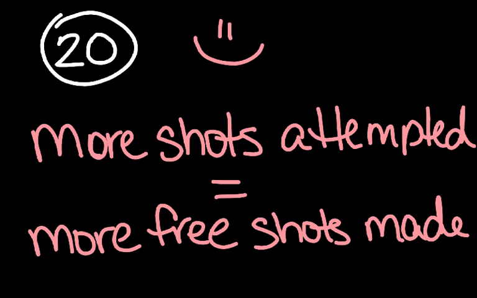Number 20 says the scatter plot below compares the number of free shots attempted and the number of free shots made by the Grant basketball team during the last 10 games last year. Write a statement that best describes the relationship represented on the scatter plot. You can say something like more shots attempted would equal more shots made.